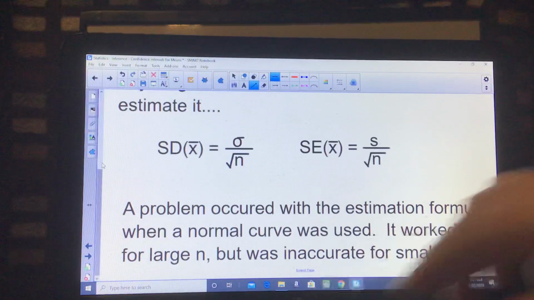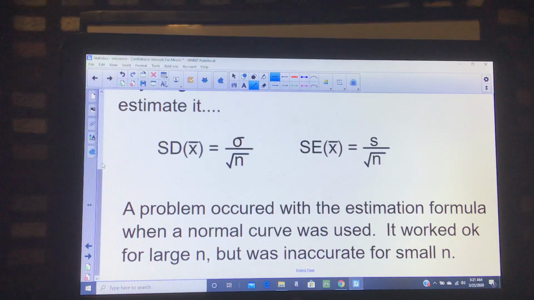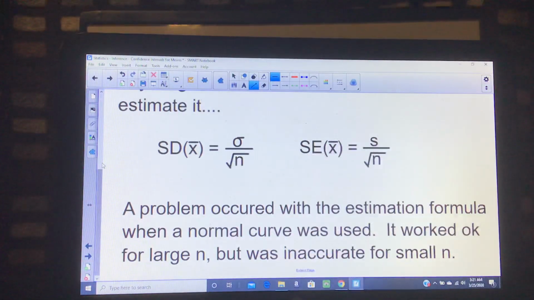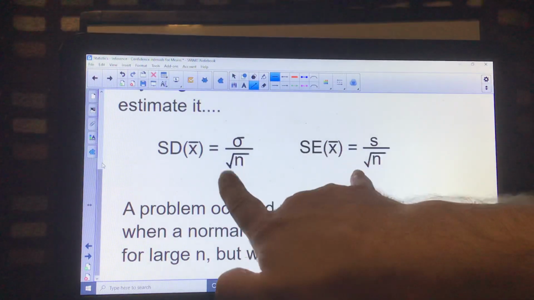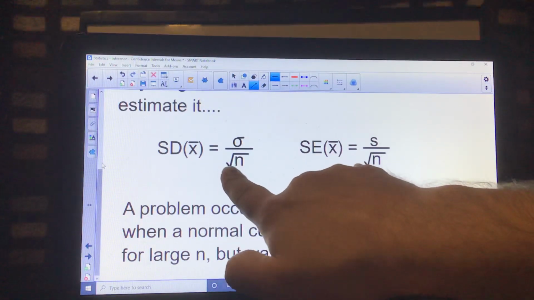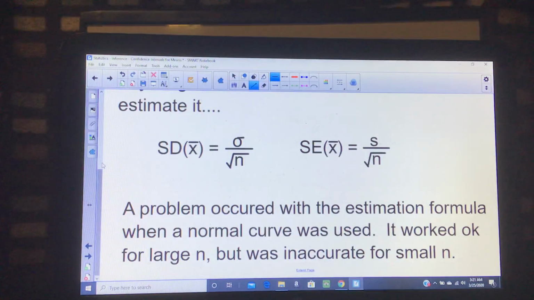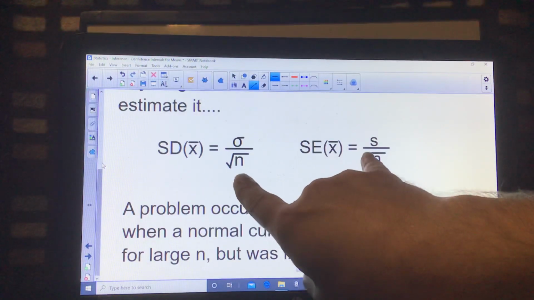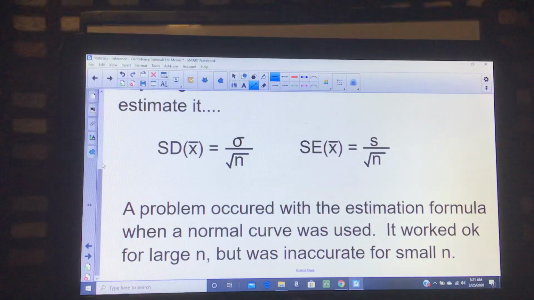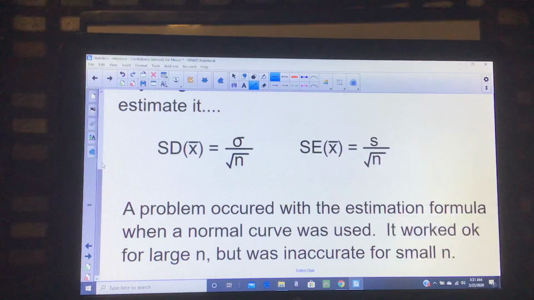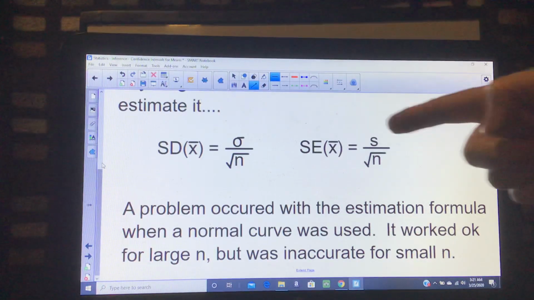However, there's a bigger problem with this. There's a problem when we use this standard error instead of this standard deviation. It's a problem we didn't run into with the proportions. With the proportions, these two things came out almost essentially exactly the same. They were slightly off with proportions, but so tiny that it didn't matter for what we were doing. Here, these are actually off by a measurable amount. So this estimate for this is not horrible, but it causes a new problem. So a problem occurred with this estimation formula.